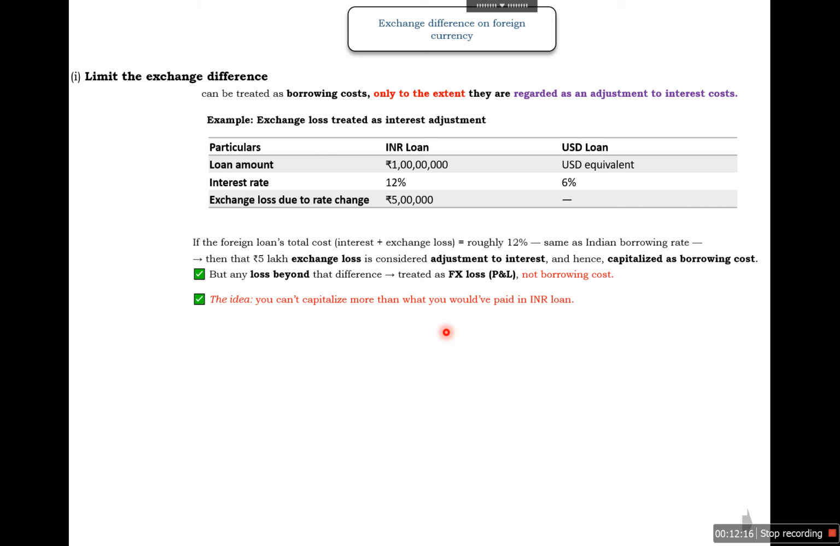Normally companies take loans from foreign companies because there is a difference in the rate. For example, in India there is a loan rate of 12% and outside India it is 6%. So Ind AS 23 says that if there is a loss due to the exchange rate difference, then to the extent of the Indian cost of loan, you can capitalize. And if there is an excess over the Indian rate, we cannot capitalize. So the hook line is that the exchange loss joins the borrowing cost club, but only till it matches the Indian interest rate. So if there is a loss due to the exchange rate, to the extent of the Indian cost of loan, it can be capitalized.